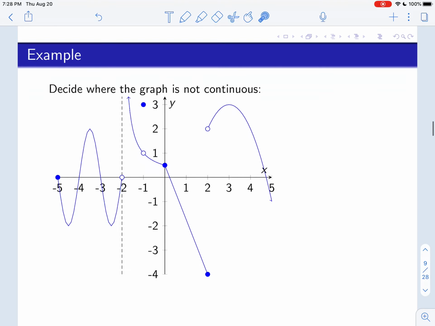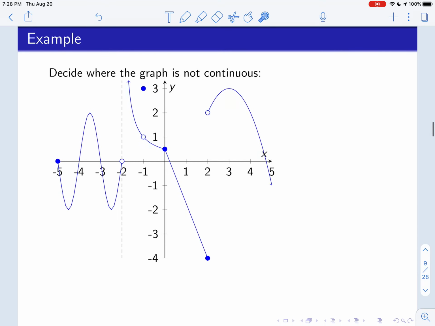So let's look at a graph. And on this one, we're going to decide where the graph is not continuous. And every time in this class we see a where question, we're going to answer it with x values. So places where it's not continuous.